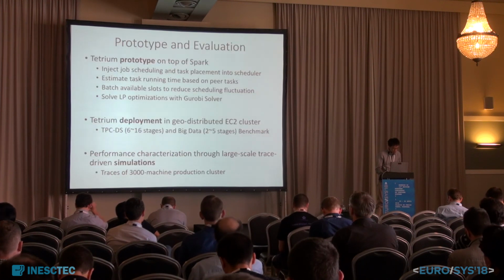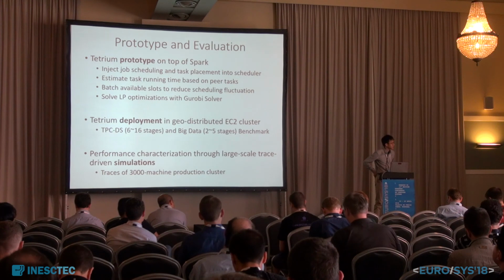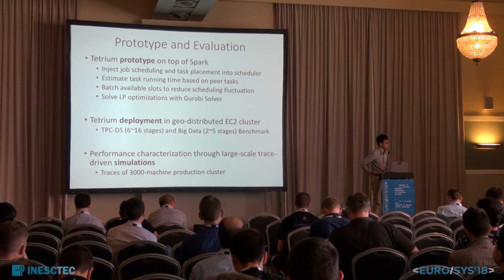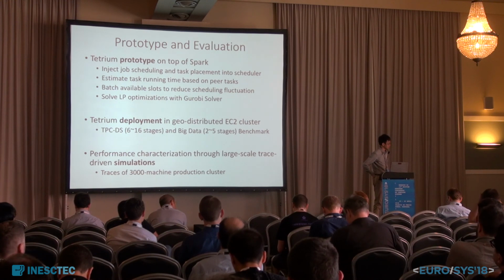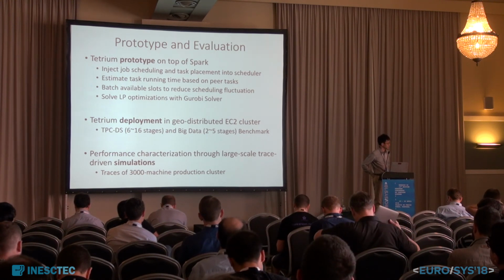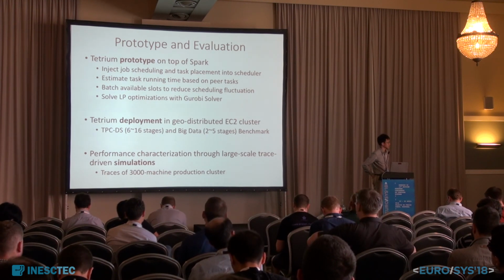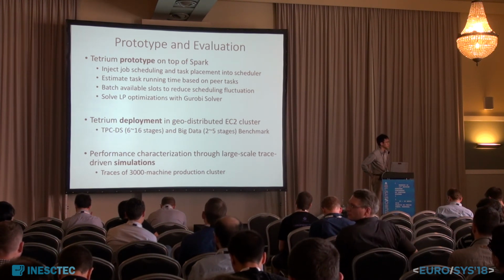So here I talked about one of our implementation details, that we would estimate the task running time based on its peer tasks. But like you said, some of the jobs are recurring jobs. So if we can get some history data from previously run jobs, then we will have an idea of how long the task would run. So instead of using the estimated task information, we can actually apply the history information to get a better sense of how long each task would run.